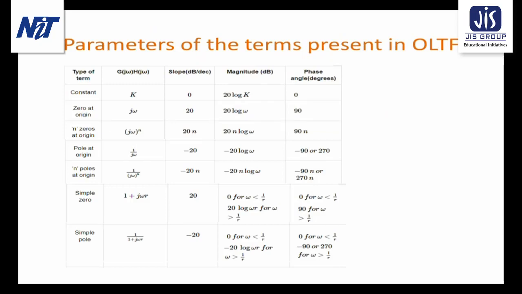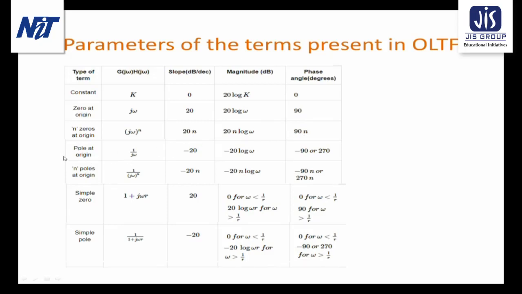So here are the parameters of the terms present in the open loop transfer function. If we consider the constant term, then the slope is 0 dB per decade, magnitude becomes 20 log K, and the phase angle is 0 degree. For a zero at origin, it becomes plus 20 dB per decade, and the phase angle is 90 degree, magnitude is 20 log ω. And if there are multiple zeros at origin, then it will be multiplied by n, so its slope will be 20 into n, the magnitude 20 n log ω, and the angle will be 90 into n.